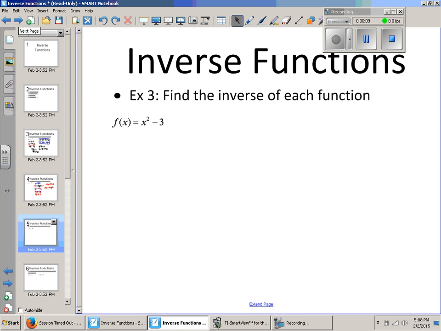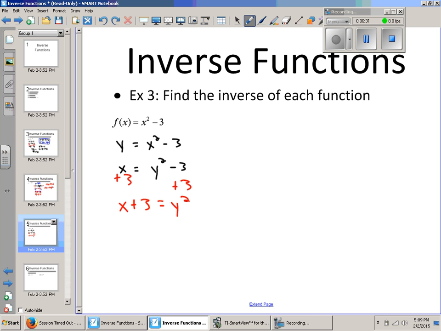And let's look at this problem. First thing we want to do is switch the f of x to y. We want to switch x and y. And now I want to solve for y. Add 3 to both sides. Get x plus 3 equals y squared.